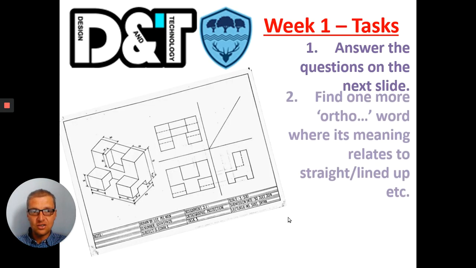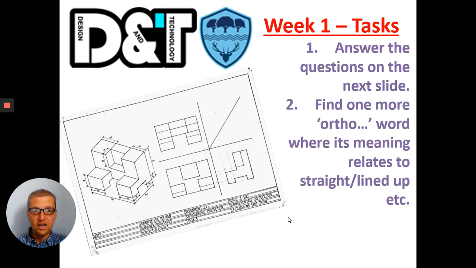Your next thing to do, I want you to find me one more word that has ortho in it or begins with ortho. And it has to be a word where the use of ortho relates to straight or lined up in some way. You might need to use Google, you might need to use a dictionary. I've got a dictionary at home. I looked it up, there's loads of them. Some of them are very complicated and words I'd never heard of, so make sure you choose a word that you understand, and make sure it's a word where they've used ortho because it means straight or lined up in some way, and you explain to me how it means straight or lined up in some way.